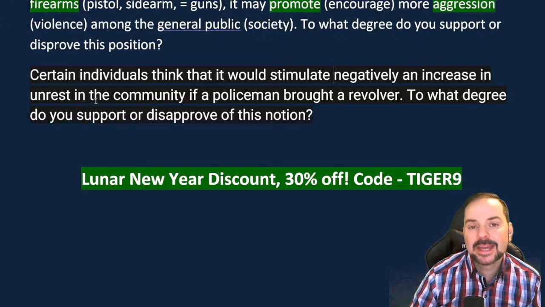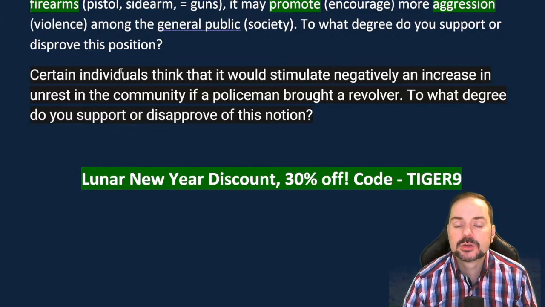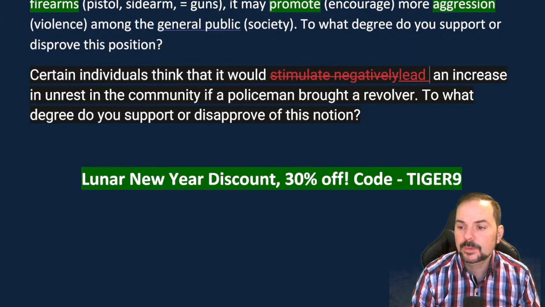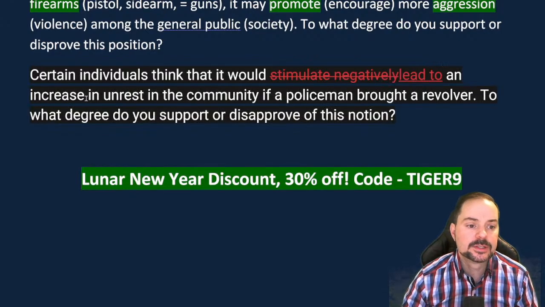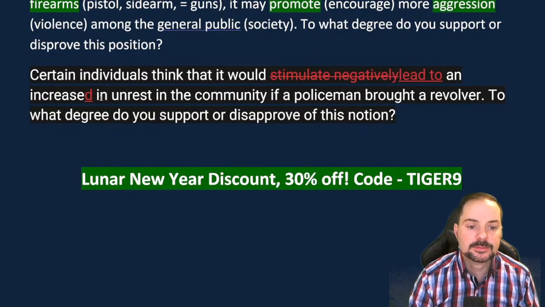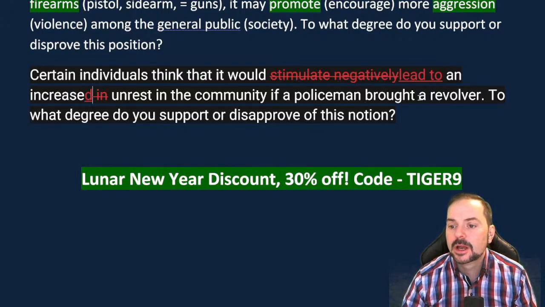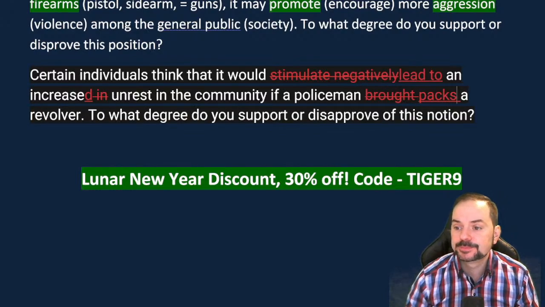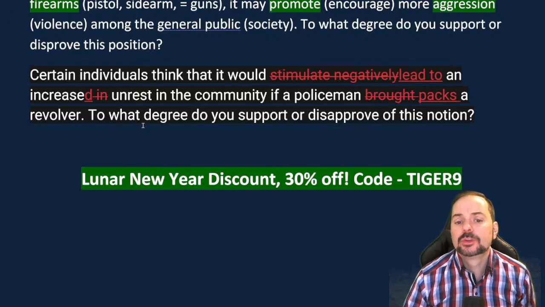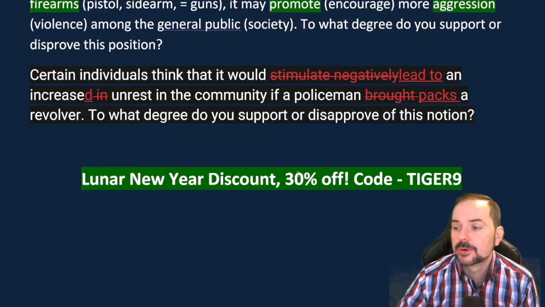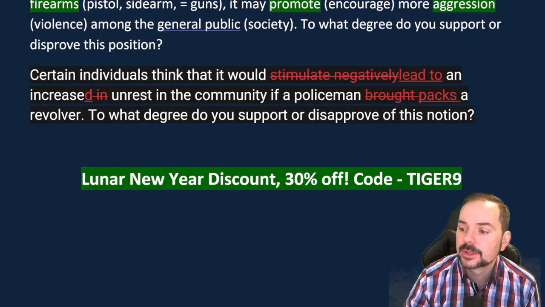Okay, it's okay. It's a little bit awkward English. So certain individuals think that it would lead, I would keep this simple, to an increased unrest in the community if a policeman not brought but carries or packs a revolver. To what degree? Okay, that's a little bit better. That makes a bit more sense, and I like how you reverse the grammar, Janelle, so that's good.